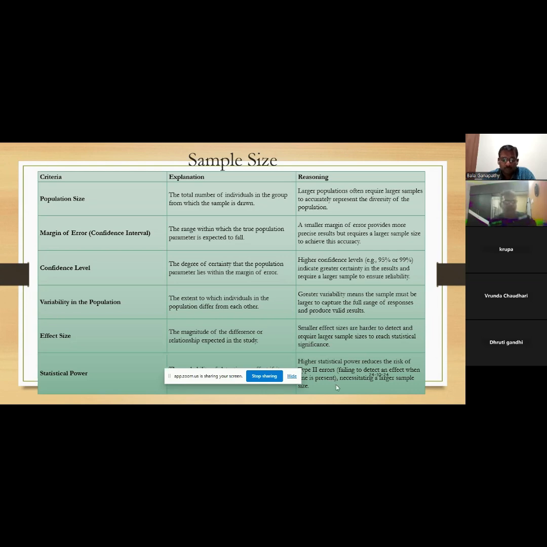Apart from that, I already told you about the confidence level. 95% means alpha will be 0.05. So these are the important criteria you are supposed to know before calculating the sample size. When I use G*Power, you will understand that.